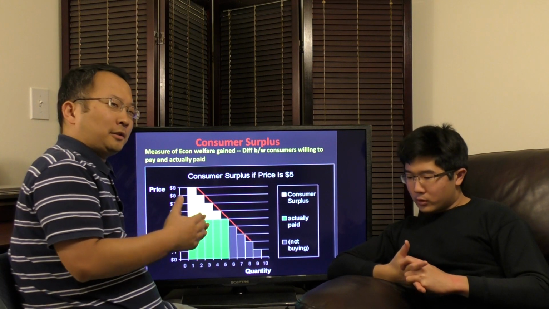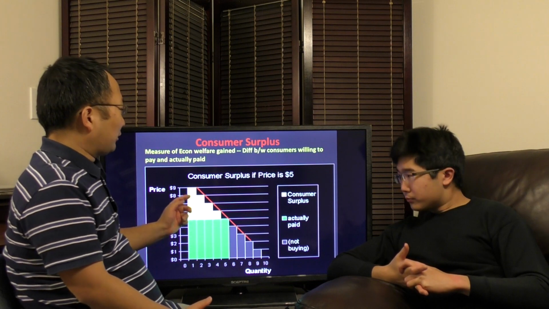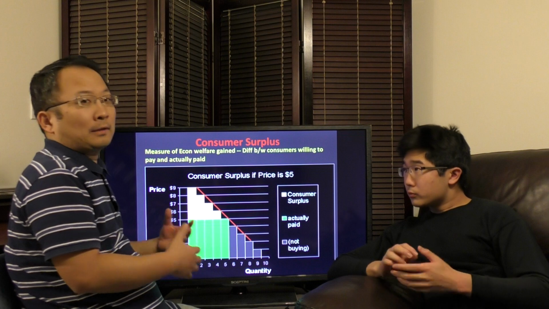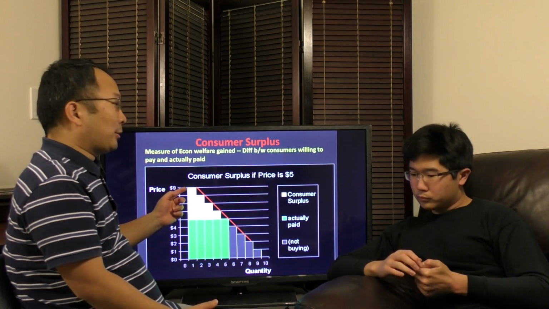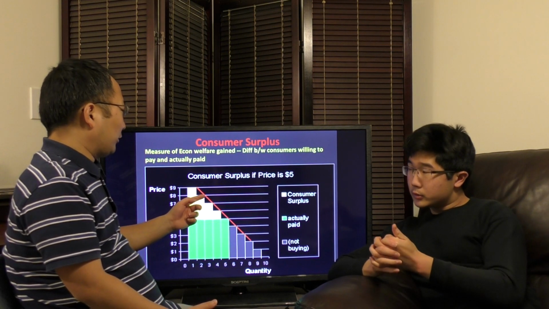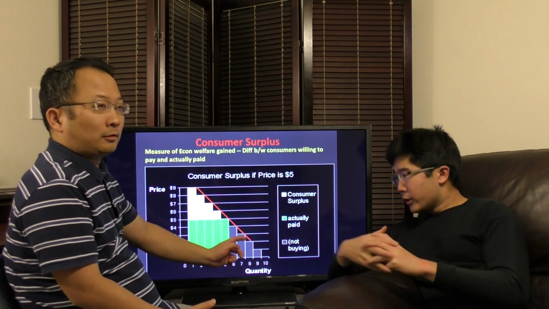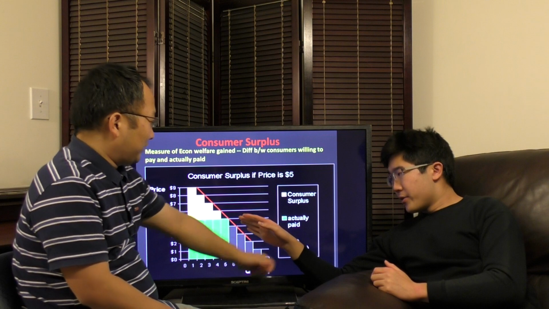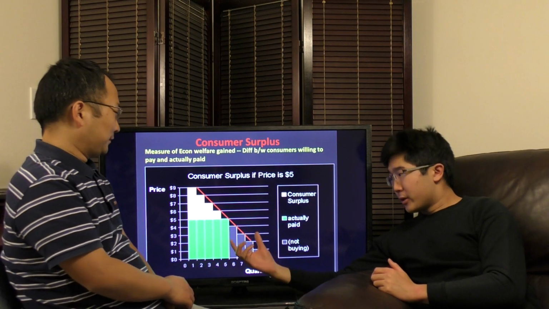I think the key here is that when we look at this demand curve, we assume that there's a mix of different consumers. Some consumers are willing to pay $9, some $8, but some consumers are just willing to pay $2. This gray area represents what consumers did not buy. This is basically unrecognized consumer surplus. If our market price is lower, this would become consumer surplus.